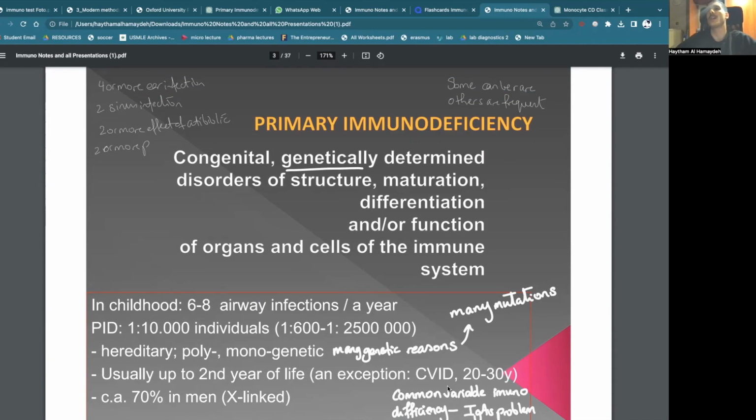And so in this case, this can affect so many parts of the immune system, including the structure of cells, their maturation in the thymus or in the bone marrow, their differentiation, whether they're able to do specific tasks such as being a T helper or a cytotoxic T cell, and their function within organs and the immune system. Okay, so primary immunodeficiency is just congenital and can affect many areas within the lifestyle of an immune cell.